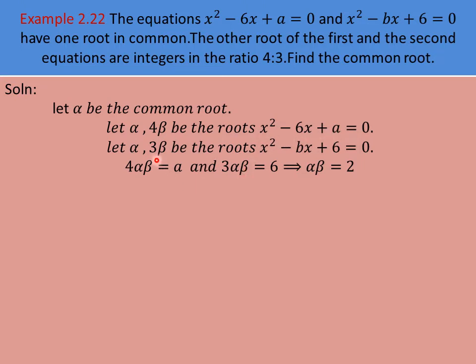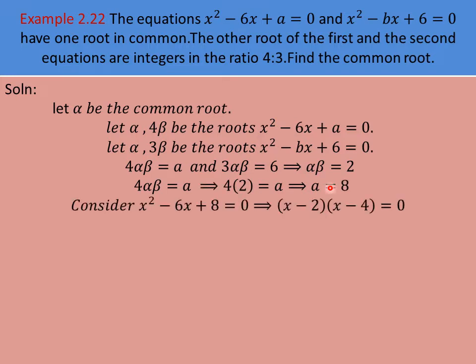It is a. Then for the second equation also you have to find the product of the roots. It is 3 alpha beta. It is equal to C by A. So 6. On both sides you can cancel 3. So you'll get alpha beta is equal to 2. Now you can replace that 2 in this equation. Okay, 4 into, instead of alpha beta you replace this 2. So 4 into 2 equal to 8, that is a equal to 8. Now you can replace this a value in the first equation, and you can factorize it: (x minus 2) into (x minus 4) you will get. So x value is equal to 2, 4.